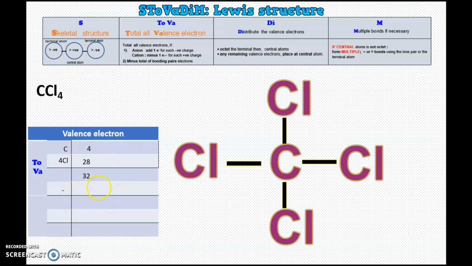And then, subtract the bonding pair electrons in order to get the remaining electrons to be distributed to the terminal atoms. Since we have 4 bonding pair, which is equal to 8 bonding pair electrons, the remaining electron is 24.